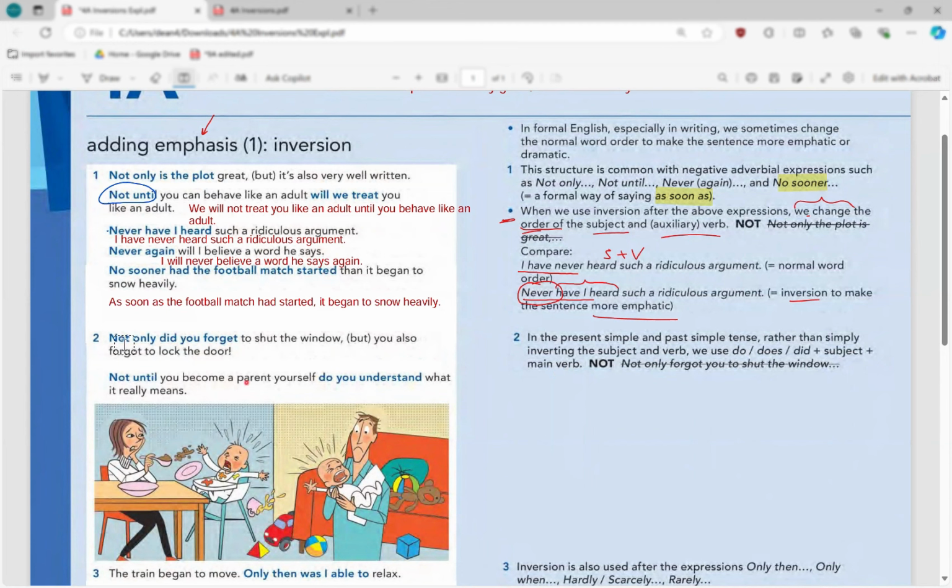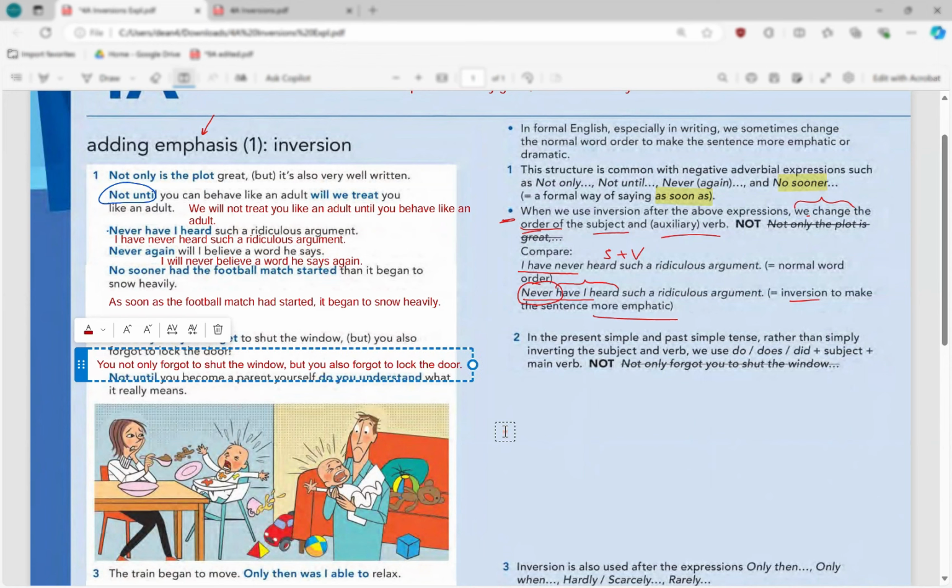Okay? Example: not only did you forget to shut the window, but you also forgot to lock the door. So, not only did you forget. Now, if I want to make the normal structure, I say, you not only forgot. You see, I don't use did here now. I'm using the past simple, yeah? You not only forgot to shut the window, but you also forgot to lock the door.